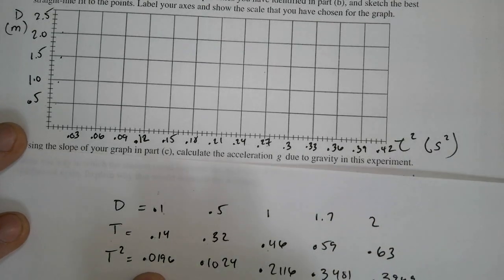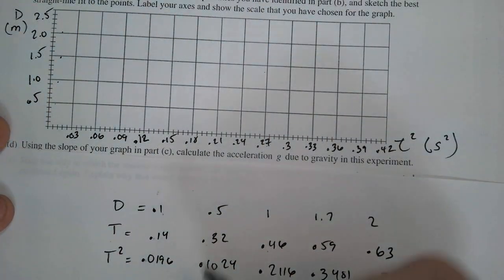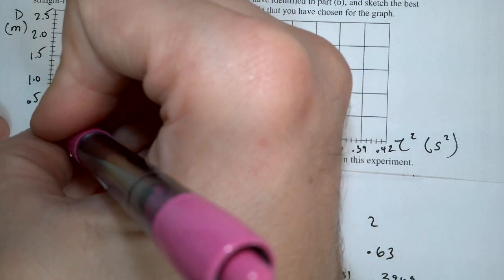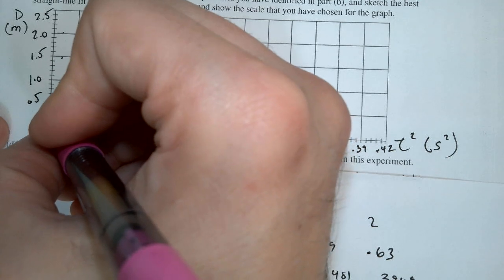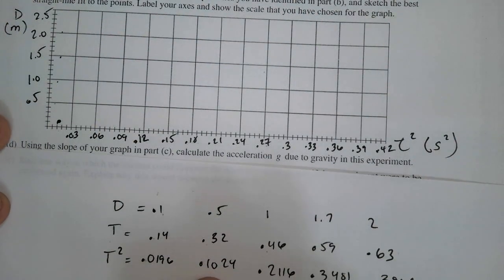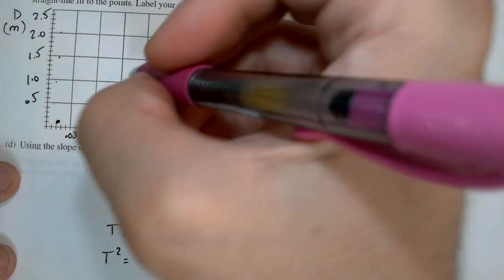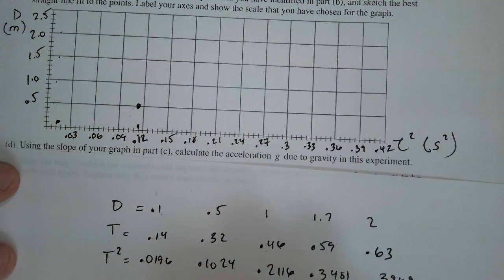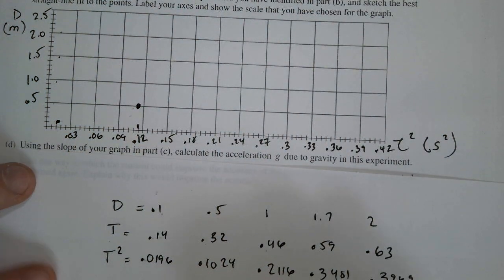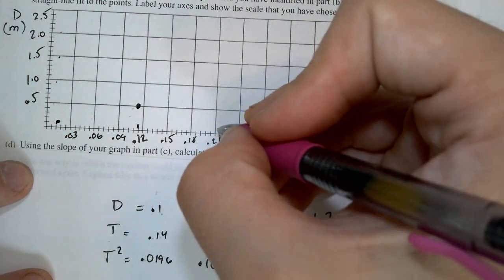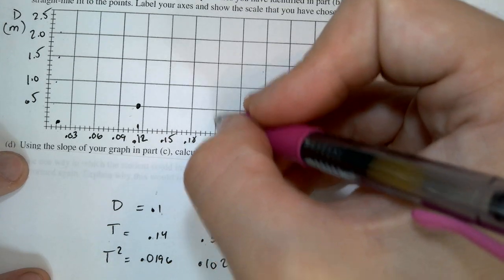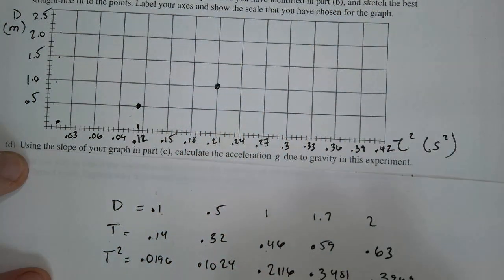We got 0.019, which is roughly here, and then it is a distance of 0.1. So 0.019 is here, and 0.1 would be about there. And then 0.1024 is here, and I got to go up to 0.5. That'd be right there. Then we got 0.2116. 0.2116 is here, and then I got to go up to 1, so that's that point right there.